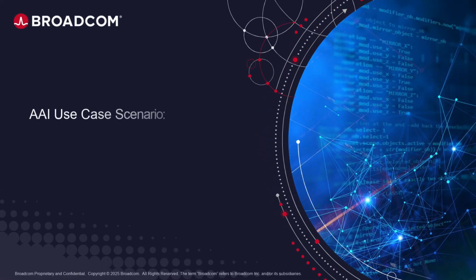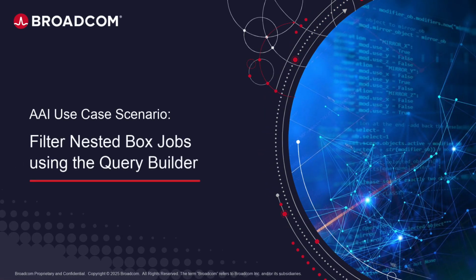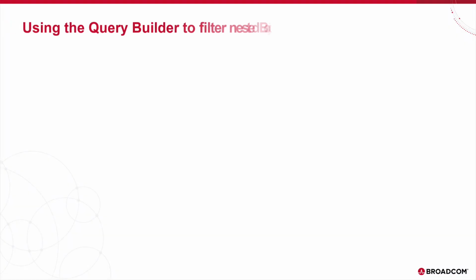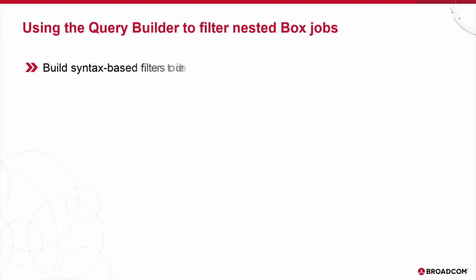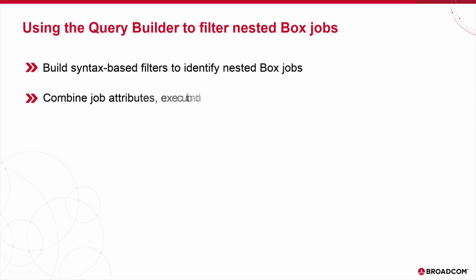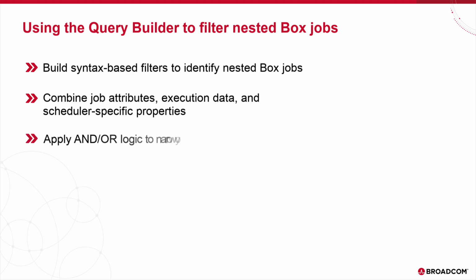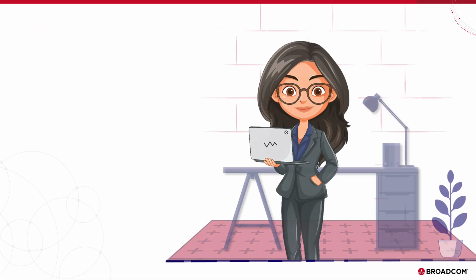Welcome to this use case scenario on filtering jobs in AAI using the Query Builder. In this scenario, we will explore how you can build syntax-based filters to identify nested box jobs in AutoSys. You'll learn how to combine job attributes, execution data, and scheduler-specific properties with the AND or the OR logic to narrow your search.